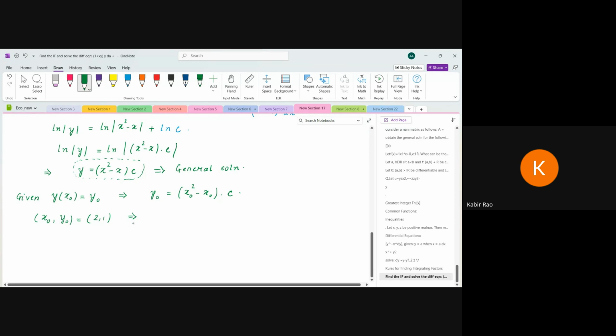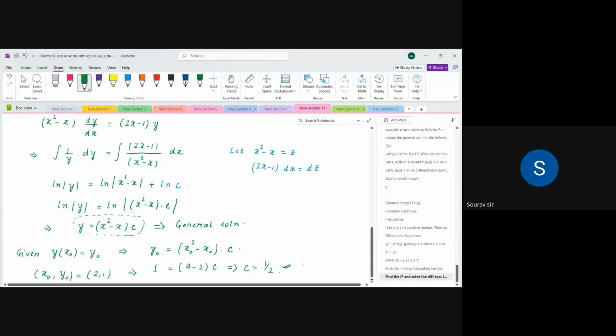We get c is equal to 2. Sorry, c is equal to 1 over 2. Basically, 1 is equal to 2 squared minus 2 times c. So 1 is equal to 2 times c. So c is equal to 1 by 2. Right? So we are getting one possible value of c. So this option qualifies. What about the others if you check?